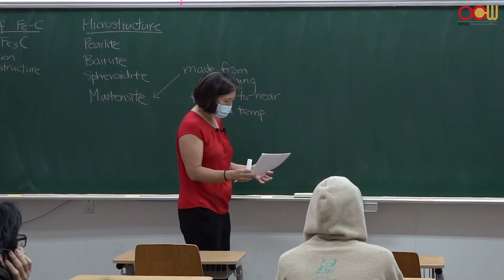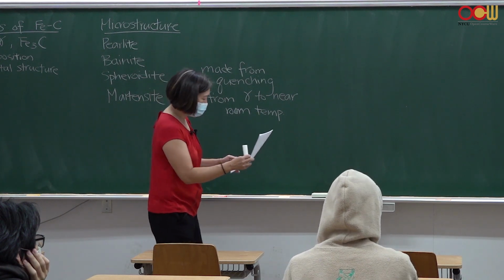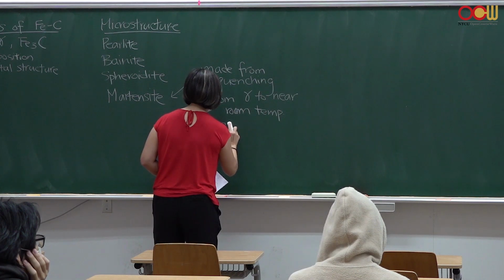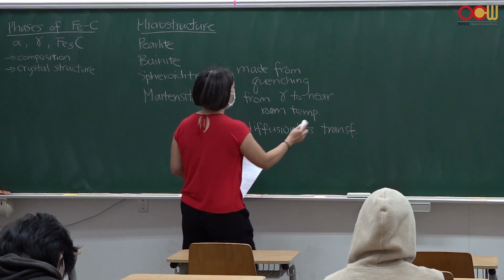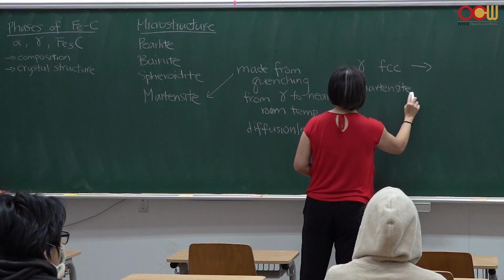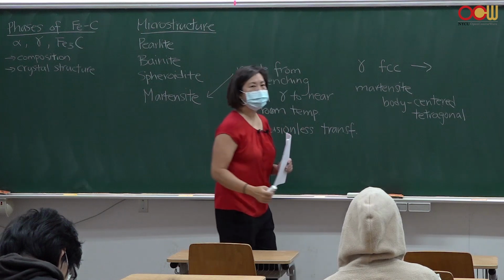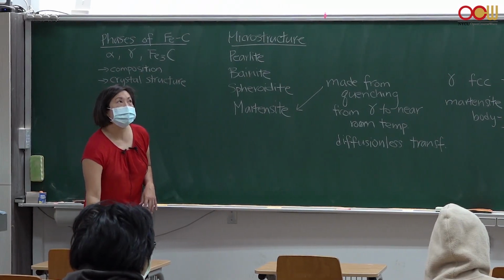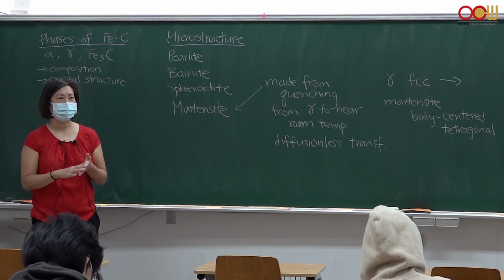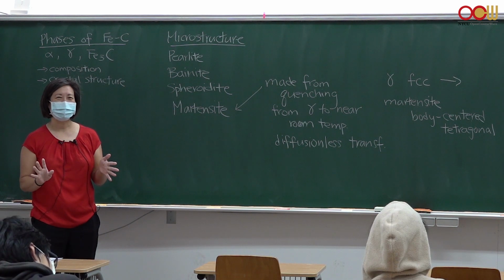So what does the material do if the atoms don't have enough time to move around? It goes through a diffusionless transformation. It goes from austenite, which is FCC, to martensite, which has a body-centered tetragonal crystal structure. We had talked about diffusionless transformations one time before in this class. I don't know if you remember an example of a diffusionless transformation. We talked about it very, very briefly.